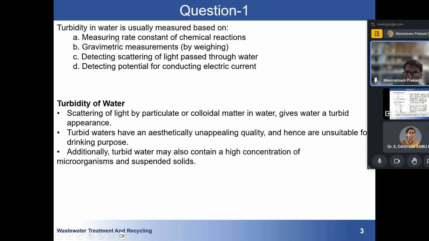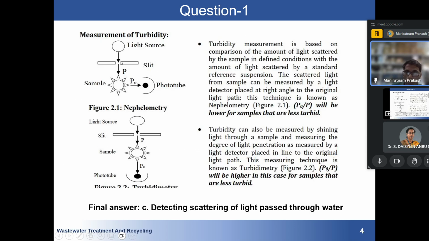So here you can see this is our light path, and the detector, which is this photo tube, is placed at a 90 degree angle with respect to the path of the light source. This technique is known as nephelometry, and P naught by P will be lower for a sample that is less turbid. Here P naught is for our standard, and the lower the P naught by P, the less turbid the sample is.